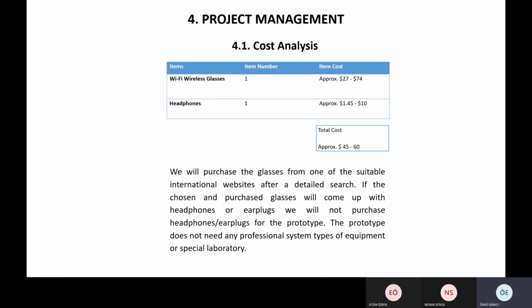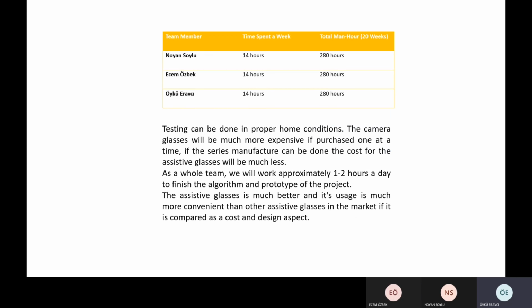We will purchase the glasses from one of the international websites after a detailed search. The prototype does not need any professional equipment or environment. Testing can be done in proper home conditions. As a whole team, we will work 1 to 2 hours a day to finish the project. The assistive glasses are much better and more convenient to use than other assistive glasses in the market, when compared in terms of cost and design.